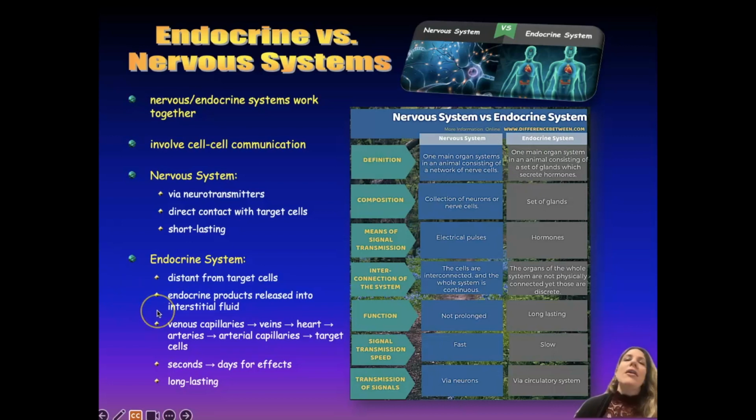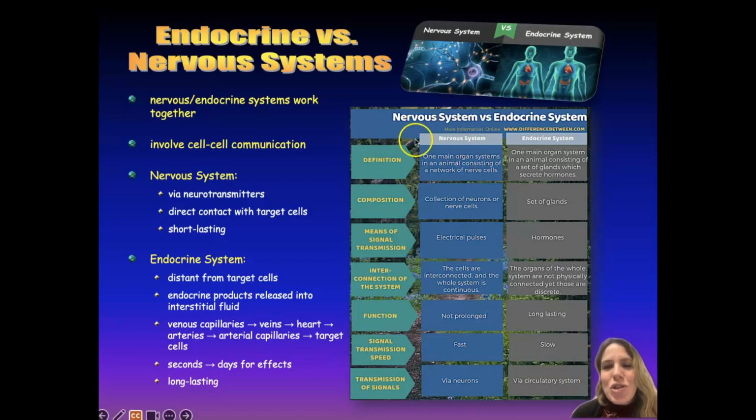And because of that, initially those chemical messengers will be released into the extracellular fluid, the interstitial fluid, and then diffuse on into the capillaries and get into the bloodstream that way. So the general pathway for these chemical messengers, the hormones, is to go into the venous capillaries, from there into the veins, back to the heart, out to the arteries, the arterial capillaries, and eventually reaching those receptors on or in the target cells. And so once they reach their target cells, the effects can be anywhere from a few seconds to several days. So compared to the nervous system, the effects of the endocrine system are much longer lasting.